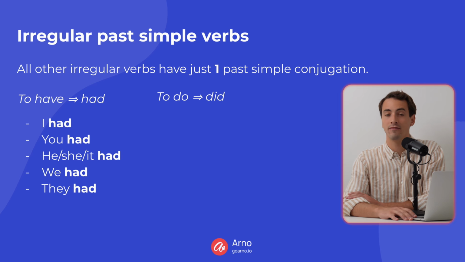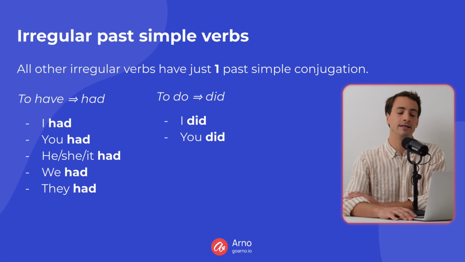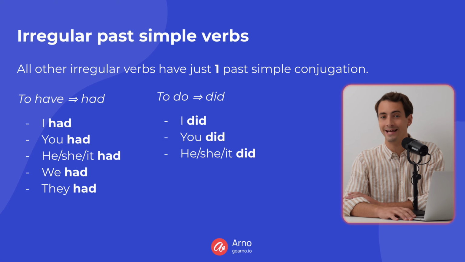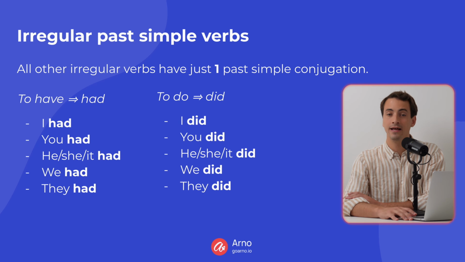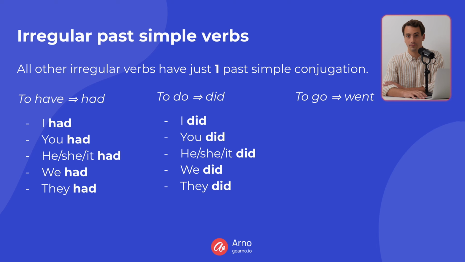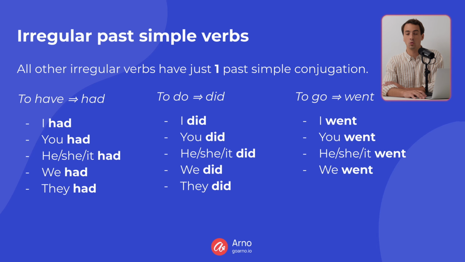And it's the same for to do, which becomes did. We have I did, you did, he, she, it did, we did, and they did. And the same for to go, which becomes went. I went, you went, he, she, it went, we went, and they went.